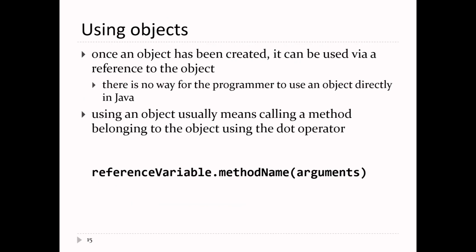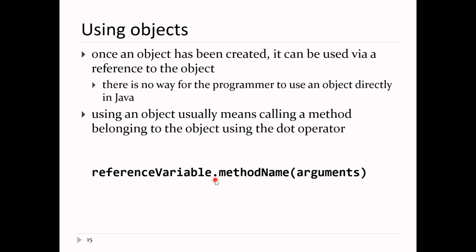Once you've created the object, so once you've called new and then called the constructor and gotten back a reference to the object, now you can use it, right? And so you always access objects in Java via a reference, which, as far as you guys are concerned, is just a pointer. So you're always accessing it via pointer. There is no way for you to get access to the object directly in Java. It's always indirectly through a pointer or a reference.